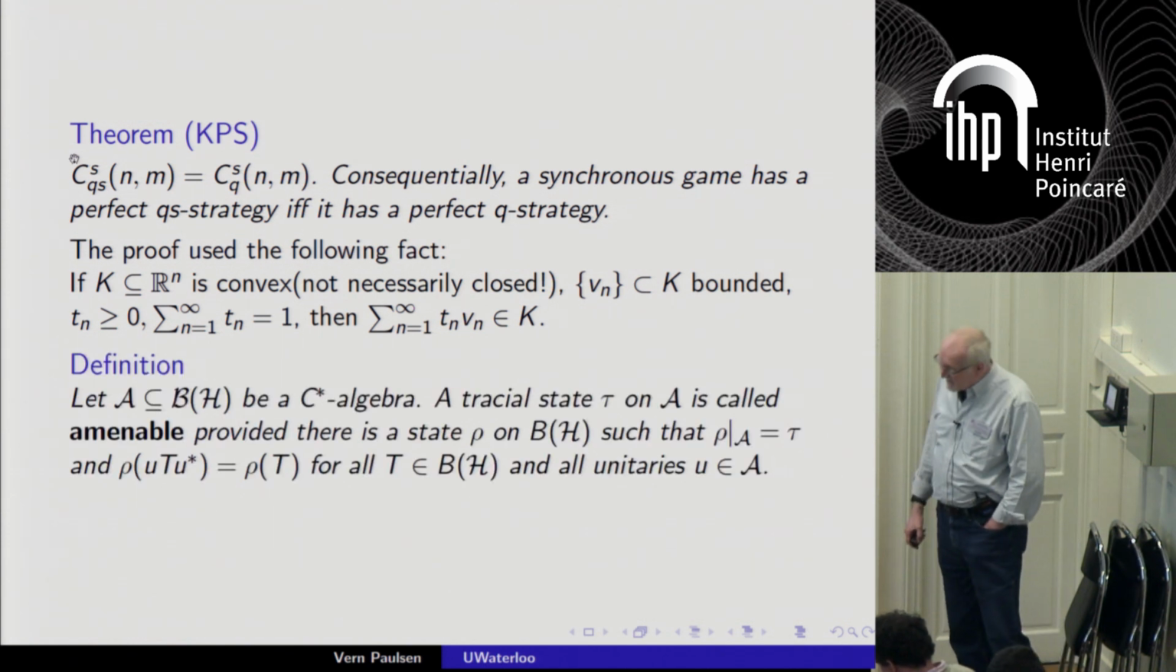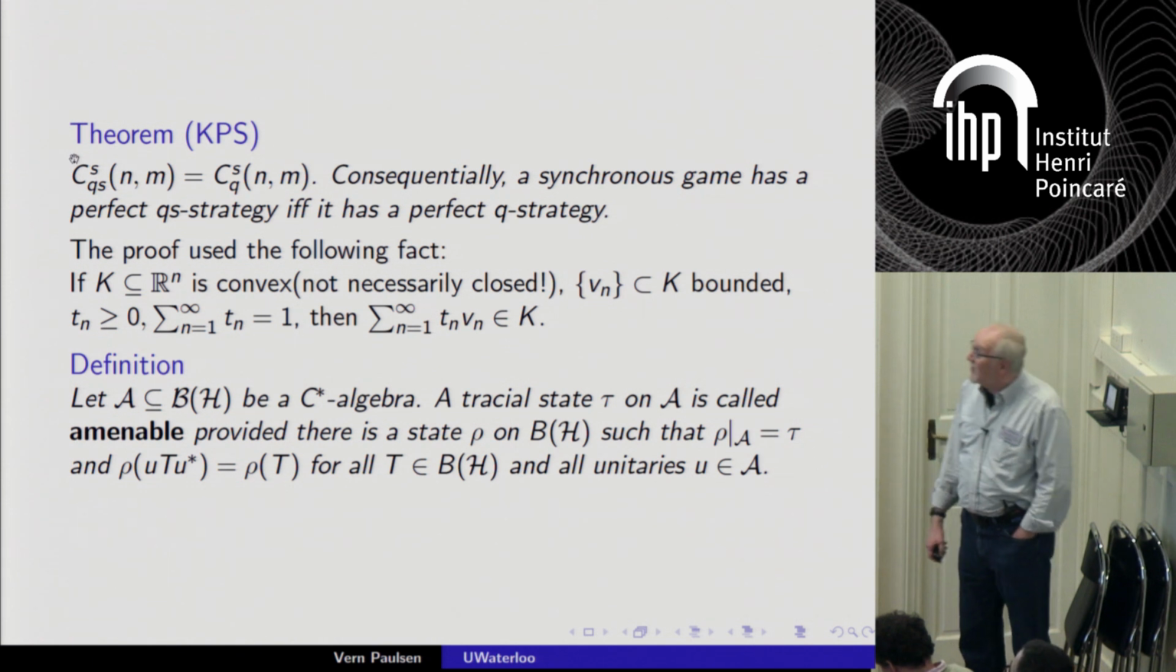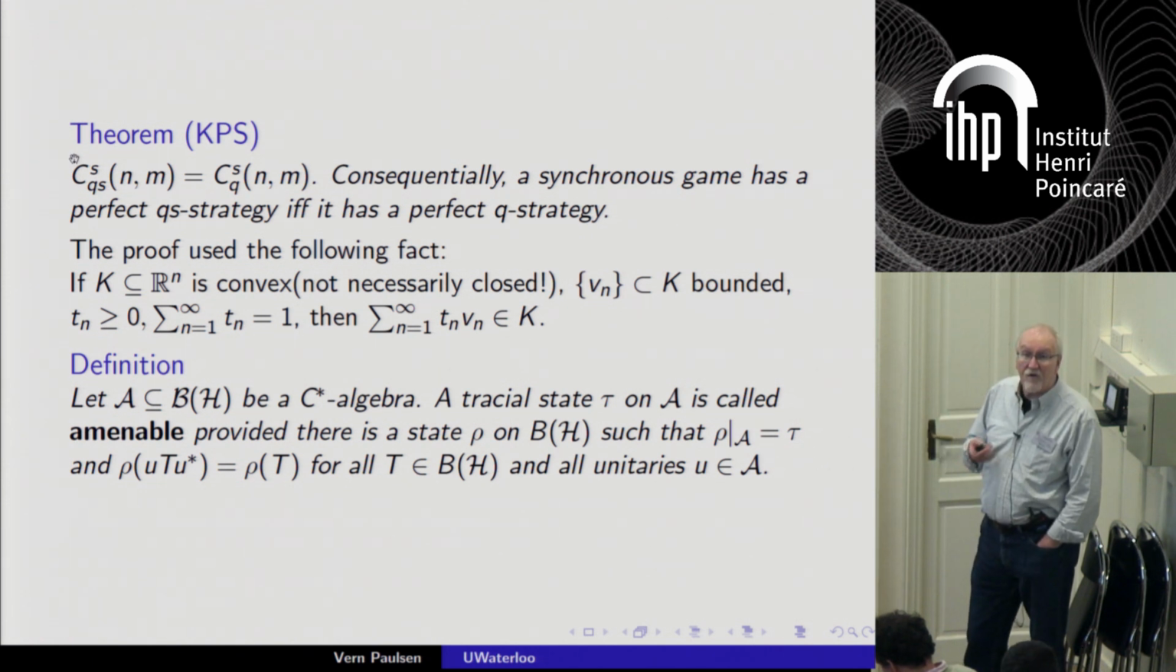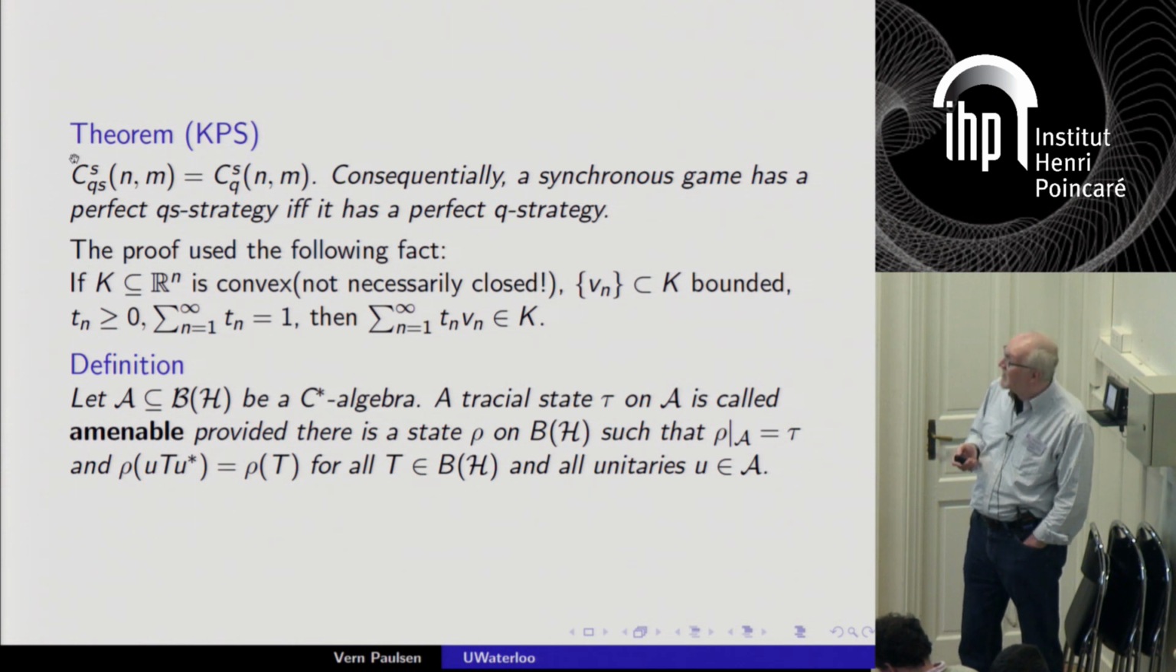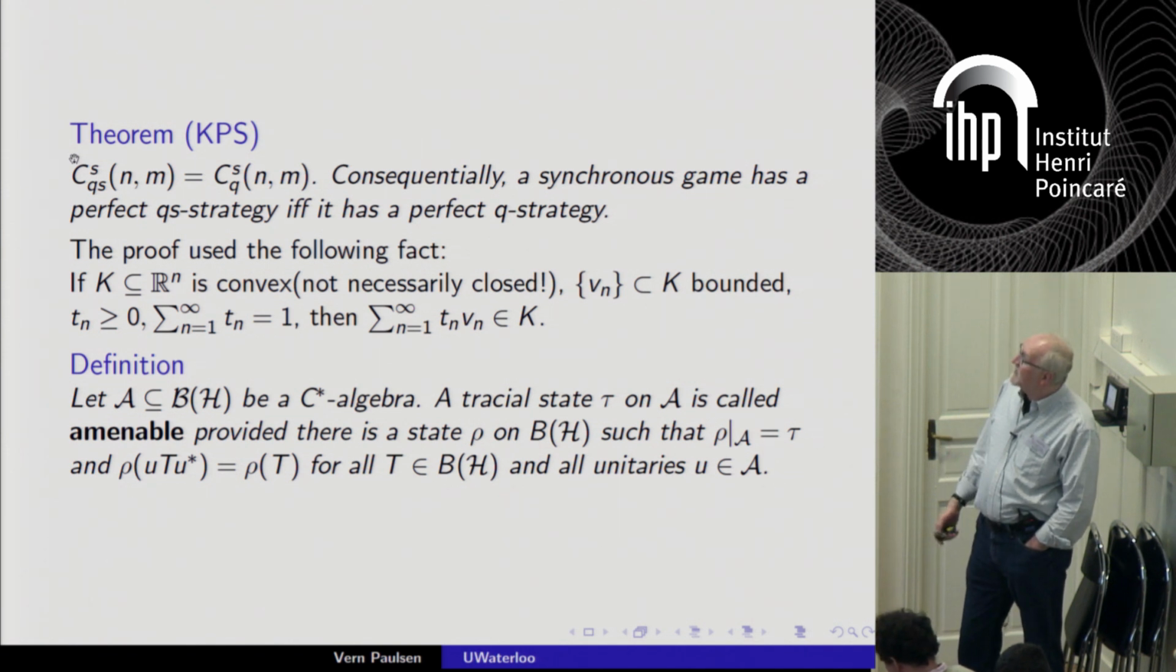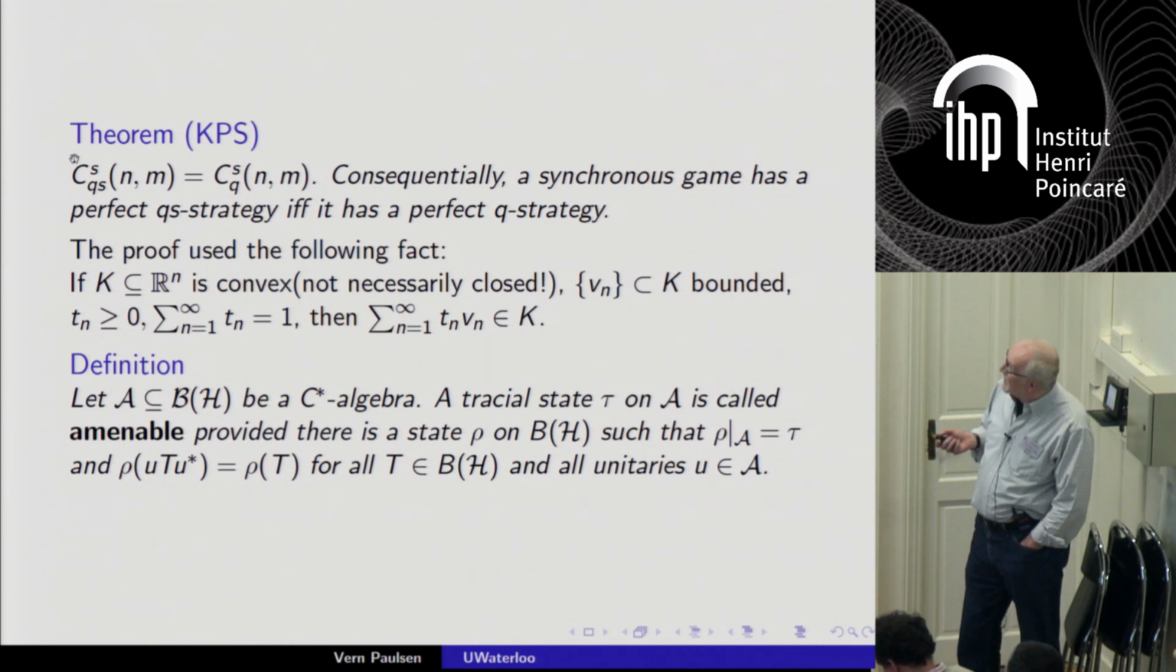And so that leaves us with the problem of trying to describe what these QA synchronous things are. They should correspond to some special family of traces on C-star algebras, since QC was an arbitrary trace, Q was a finite dimensional trace. The QA should be some family of traces that lie in between there. And we were finally able to prove that it corresponds to the amenable traces. So let me tell you about amenable traces.